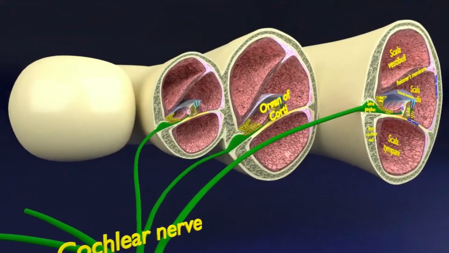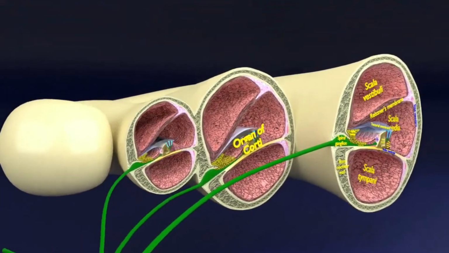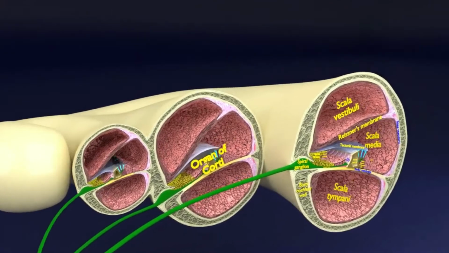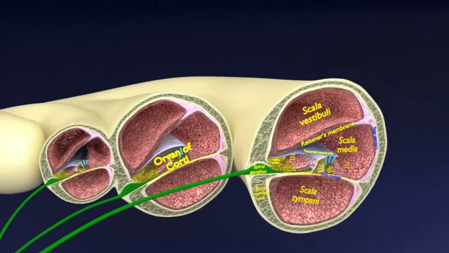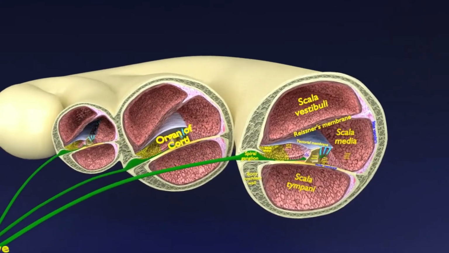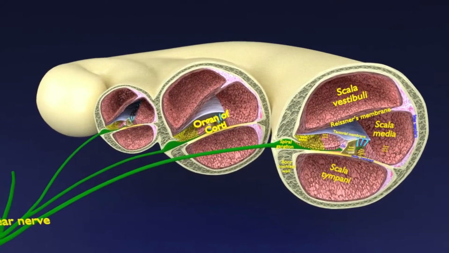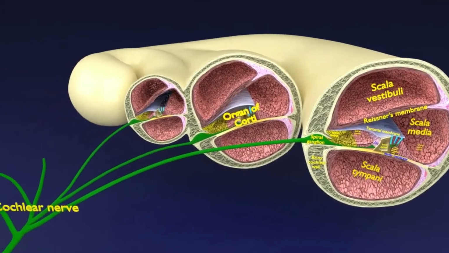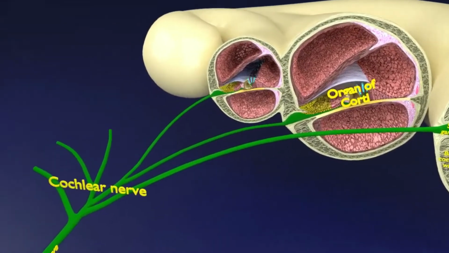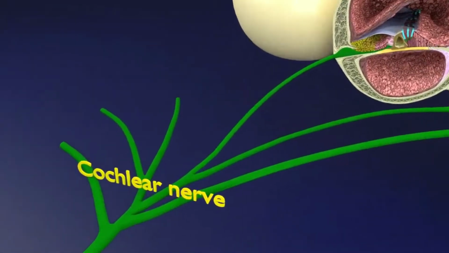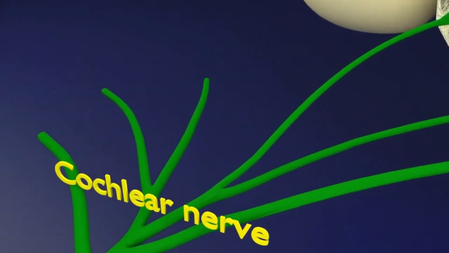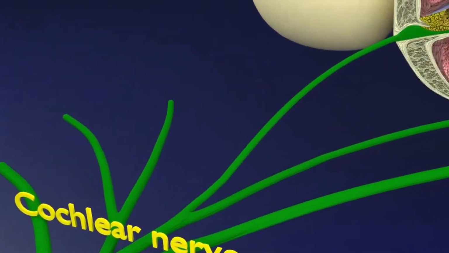The cochlear nerve is purely a sensory nerve. It has no motor or movement function and is one of the two parts of the vestibulocochlear nerve, also known as cranial nerve 8. The cochlear nerve is responsible for hearing. The vestibular nerve is responsible for balance, motion and position.